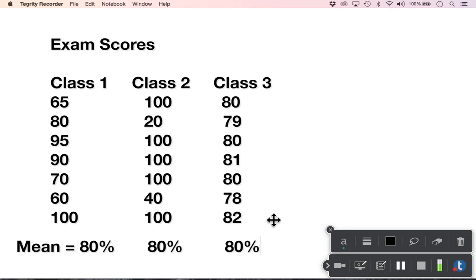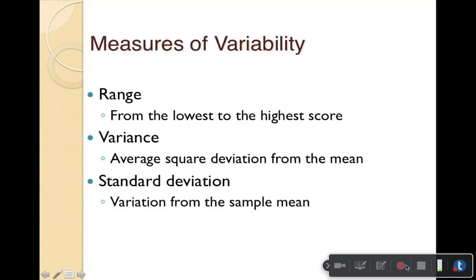And then we have class number 3, where the scores only range from about 78% up to a high of 82. So although the means are all the same across these classes, we'd be interested to know more about how the scores are dispersed or how they vary. This brings us to chapter 3 in your textbook, when we're going to talk about measures of variability.